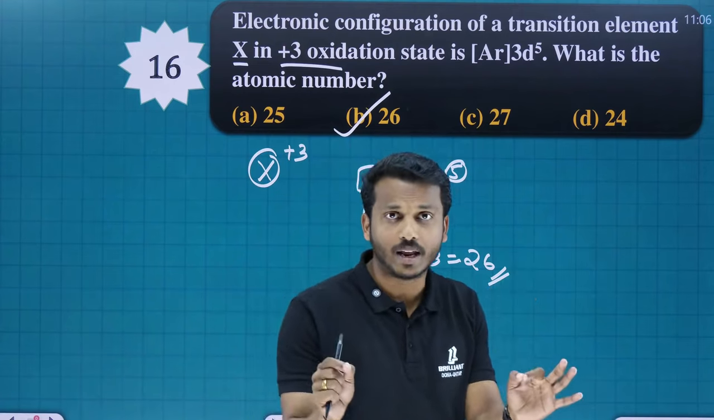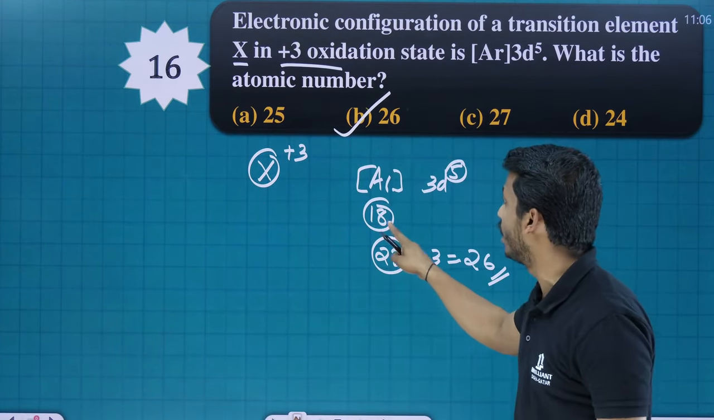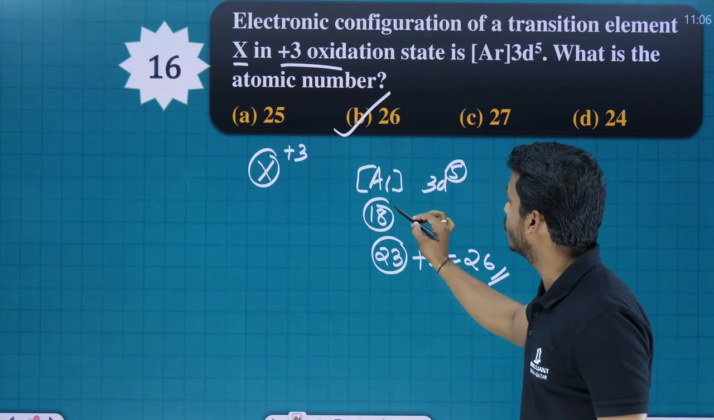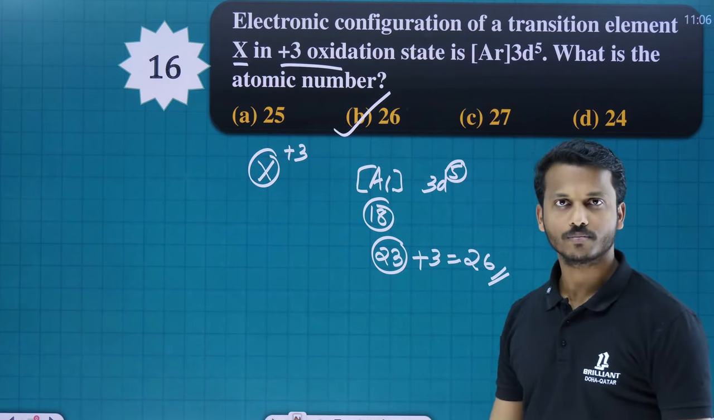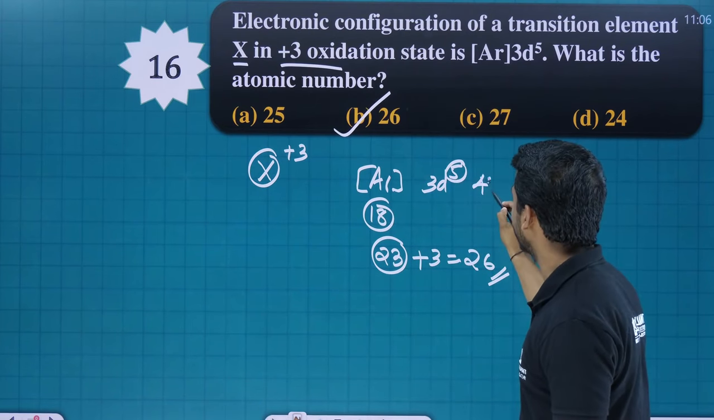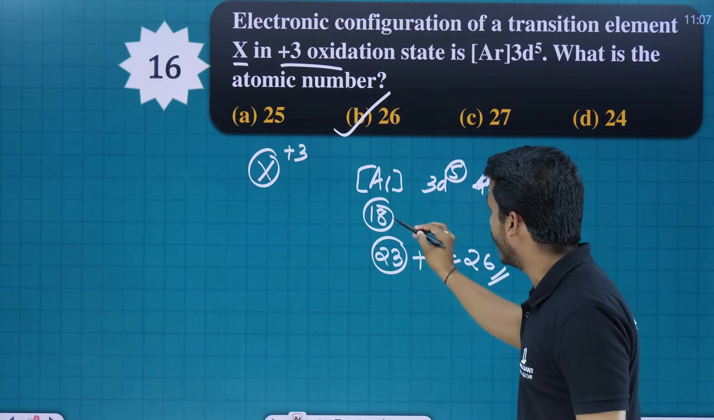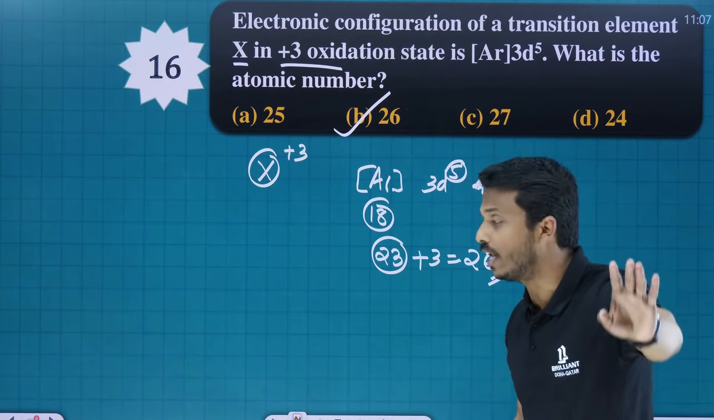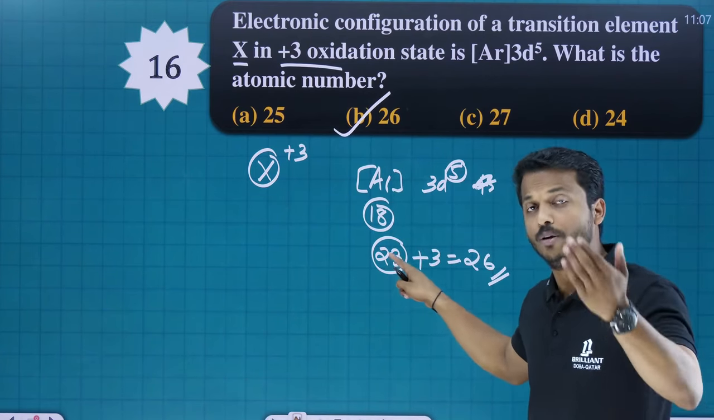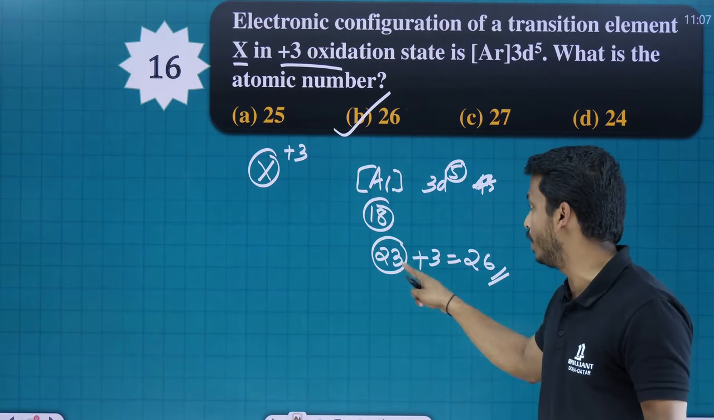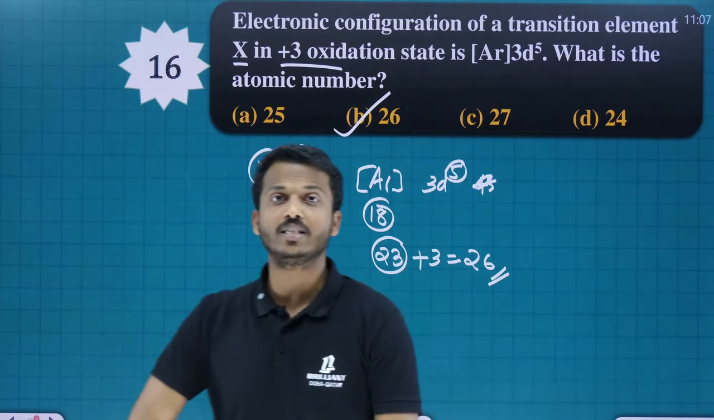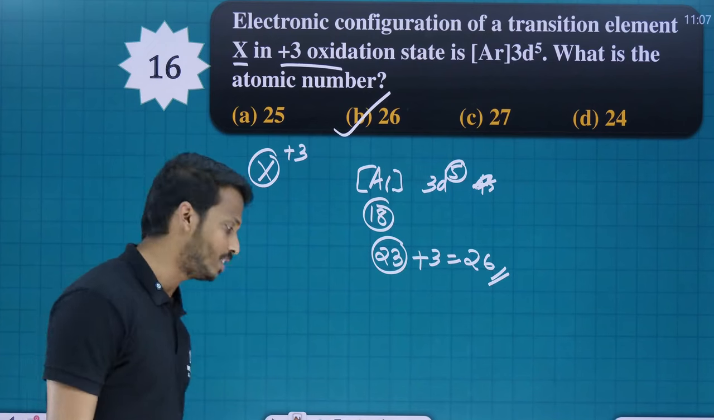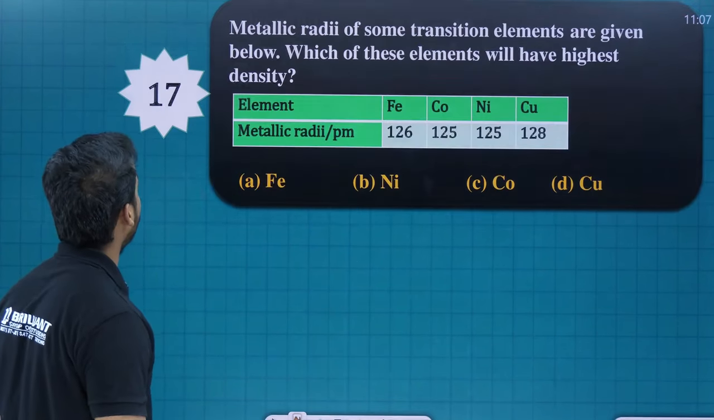The element is given in +3 state, so it has 23 electrons. The configuration given is 18 and 3d5, which means the 4s electrons are gone. If they say +3, it means already 3 electrons are lost. After losing 3 electrons it has 23, so before losing them we need to add 3. So that will be 26 electrons. So what is the atomic number? The atomic number will be 26.